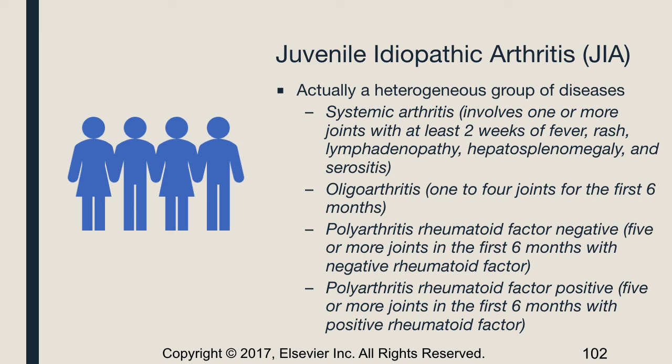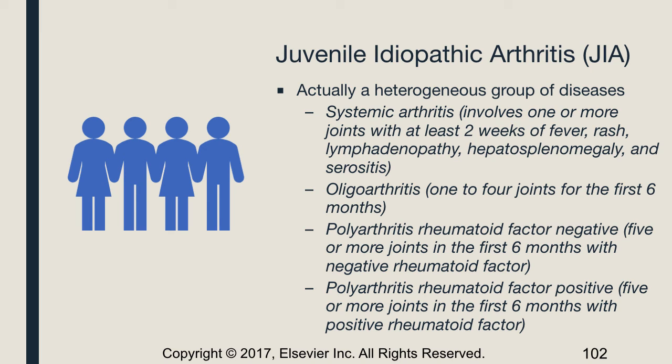JIA is actually a heterogeneous group of diseases. Systemic arthritis, like I said, we talked about this just a minute ago, involves 1 or more joints with at least 2 weeks of fever, rash, lymphadenopathy, hepatosplenomegaly, and serositis.